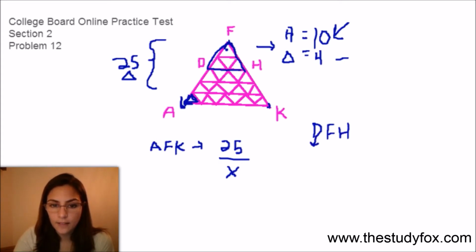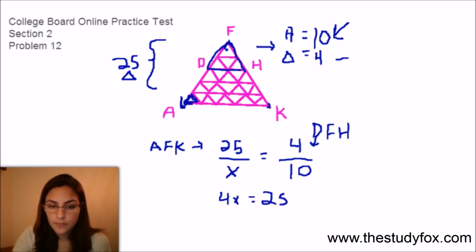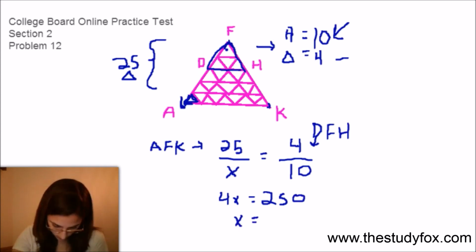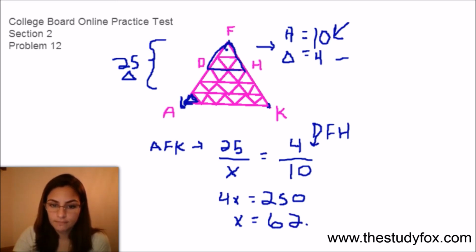Okay, it has 4 small triangles and an area of 10. So we're just going to cross multiply here to do our proportions, and that gives us 4x equals 250. And if we divide that, we get x equals 62.5. And that is answer choice E.